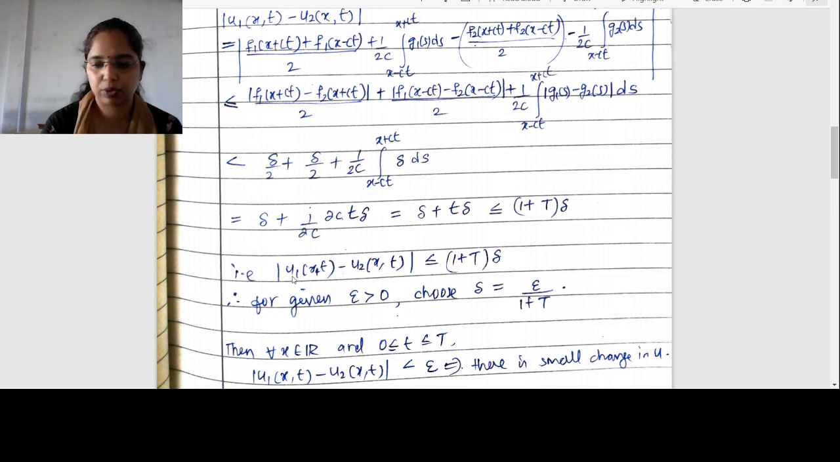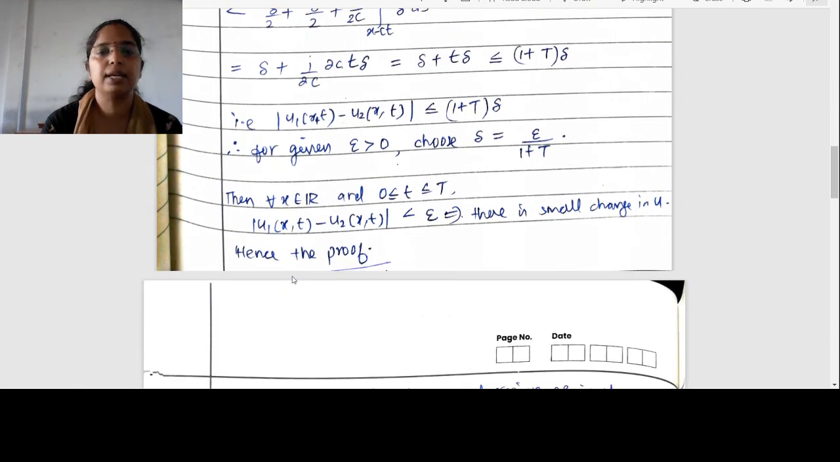That is, we got mod u1 of x,t minus u2 of x,t is less than or equal to 1 plus T into delta. So we got that if mod f1 minus f2 is less than delta and mod g1 minus g2 is less than delta, then it implies that mod u1 minus u2 is less than or equal to 1 plus T into delta. Now for given epsilon greater than 0, we choose delta to be epsilon by 1 plus T. So if delta is epsilon by 1 plus T, we will get mod u1 minus u2 less than epsilon. I think this must be familiar to you as we used to do in real analysis.